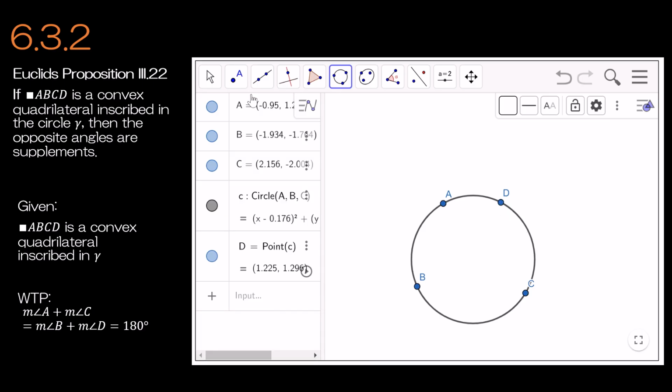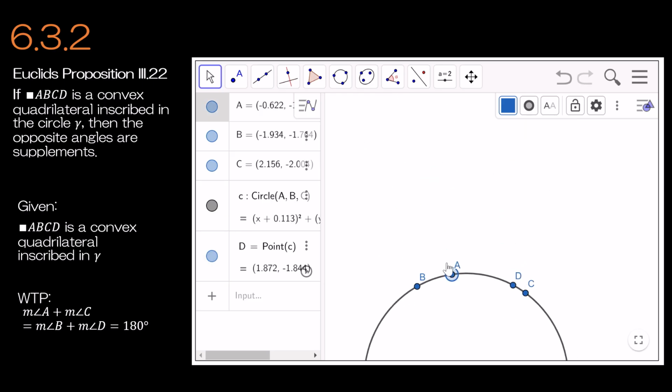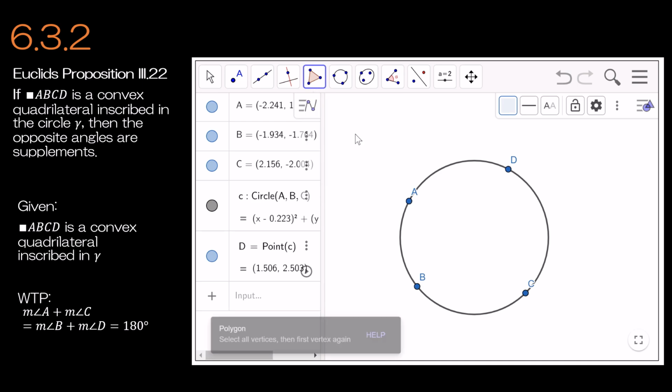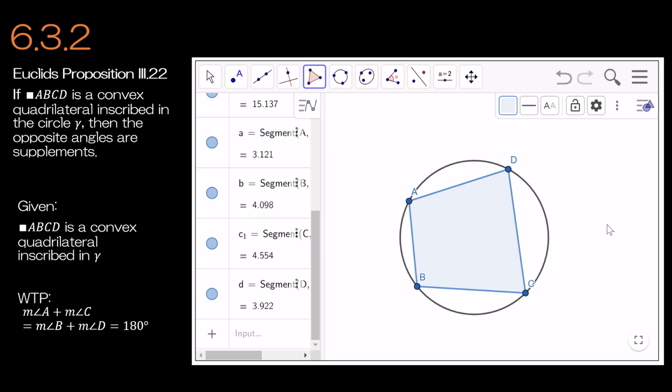So we can see that D is movable, but if I move A, B, or C, it moves the whole circle, but that's fine because everything's on the circle. And then I'm going to create a polygon A, B, C, D, and back to A. So that is a cyclic quadrilateral, and all of the points are on circle Y.